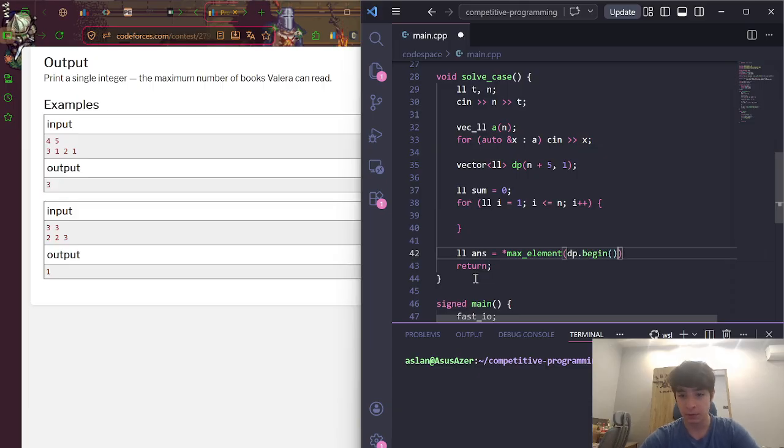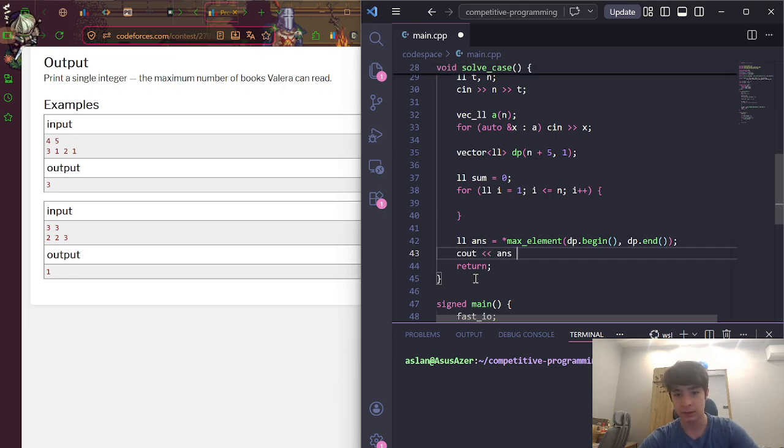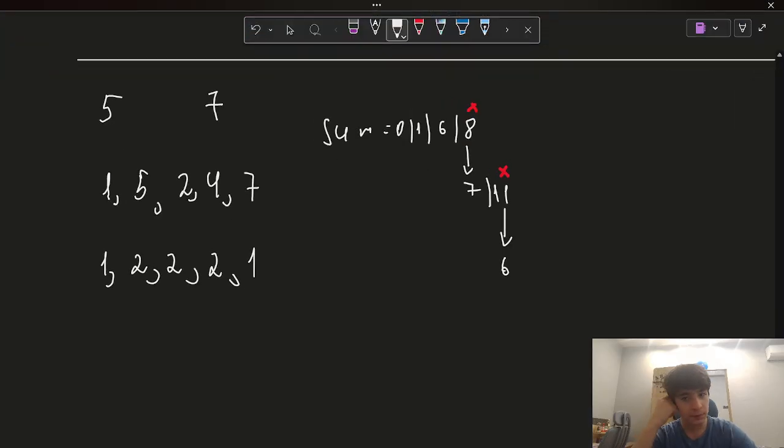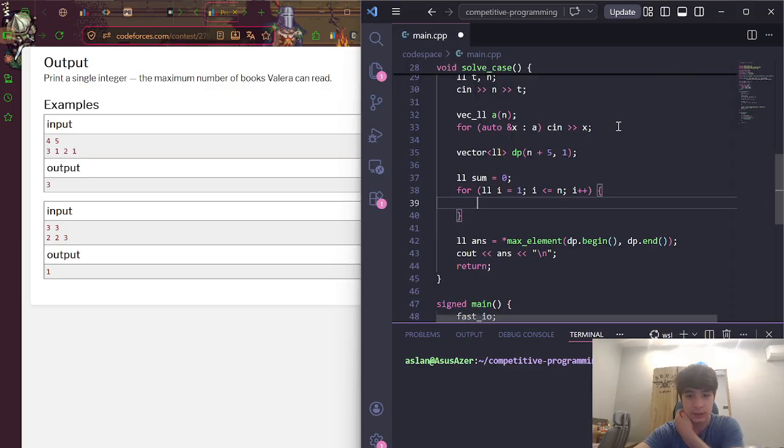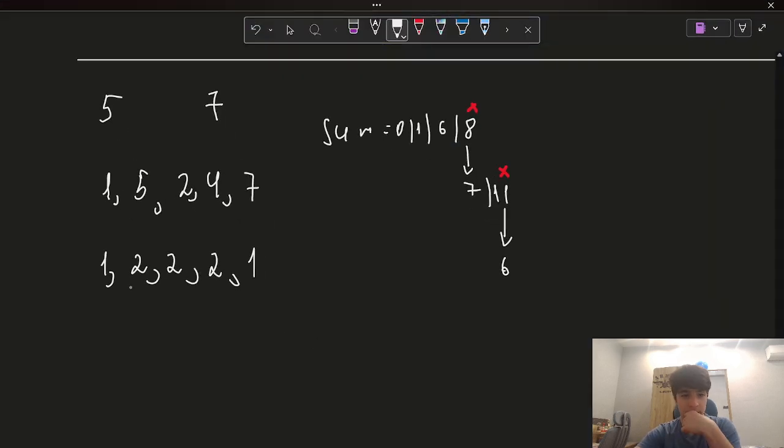dp begin, dp end. Then I'm going to print this. Let's also do this one index. Like mainly right now I'm going to treat this. I need to be located on the second index. I'm located there.